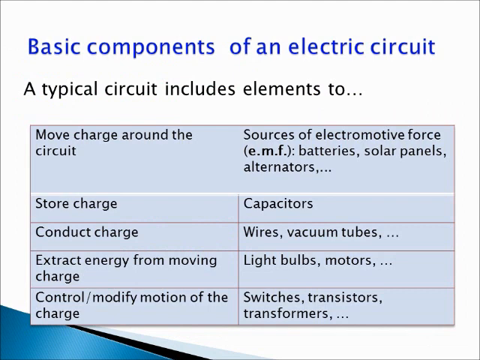So therefore, a typical circuit will include elements to move charge around the circuit. These are called sources of electromotive force: batteries, solar panels, alternators, and so on. There will be devices to store charge, capacitors; devices to conduct charge, wires, vacuum tubes, etc.; devices to extract energy from moving charge, such as light bulbs and motors; and finally, devices controlling or modifying the motion of the charge, such as switches, transistors, transformers, and so on.